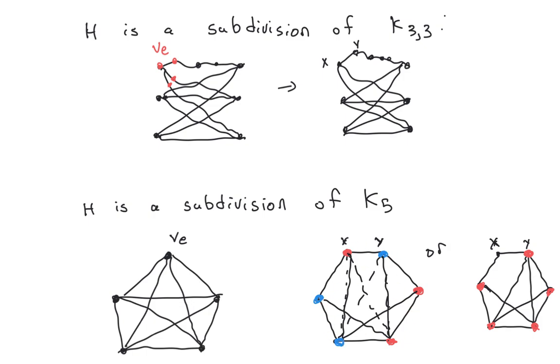there is a topological minor of K33. So the only other case would be if X or Y, without loss of generality, let's assume X has only got a path to one of these four vertices, then this is the picture you draw. You take this last path here and subdivide, and now you have this situation, which is a K5.